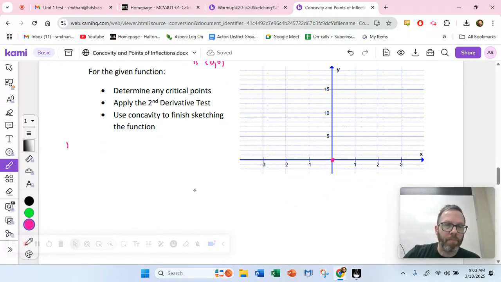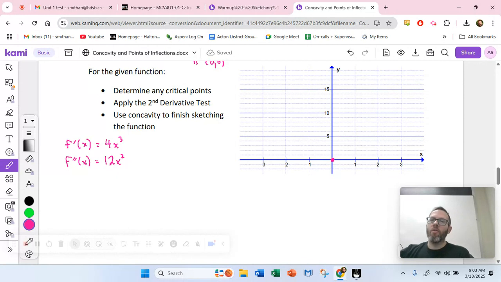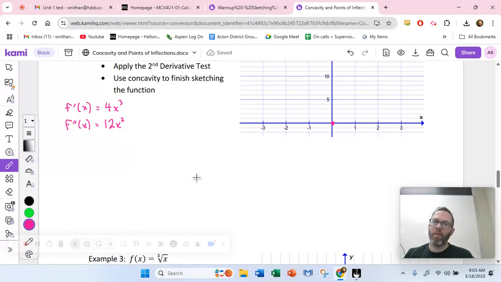So let's find our derivatives here. So f prime of x is equal to 4x cubed. And the second derivative is equal to 12x squared. And then you'd continue your algorithm for sketching. And so you'd ask, okay, let's look for critical points. I might even put a little header here. We're looking for critical points.